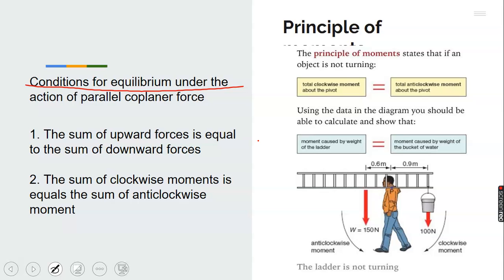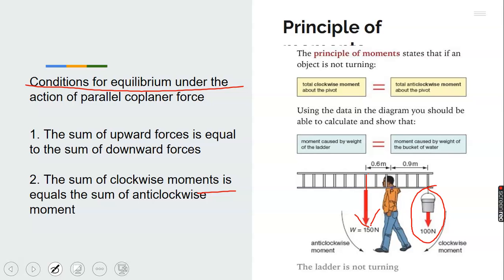Now, the second one is called the principle of moment. The sum of clockwise moment equals the sum of anti-clockwise moment. Now, look at this man carrying a ladder. A bucket of water is hung here. The weight of this ladder is always centered at the middle. We call it a uniform ladder because the weight is situated at the center. Now, you can see the weight of this ladder is balancing the weight of this bucket of water here. But their distances will make a huge impact on it.